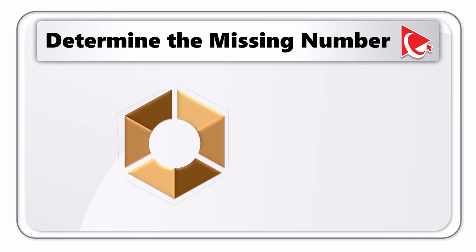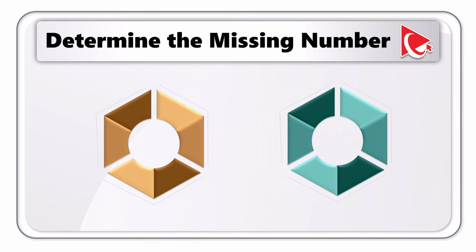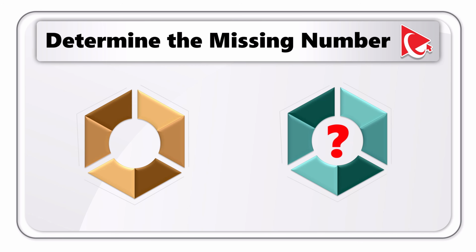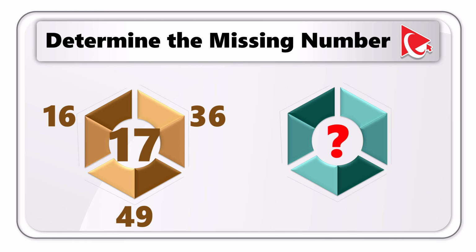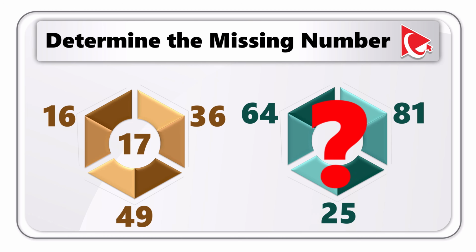You're presented with 2 unusual looking shapes. They're hexagons, and one hexagon has the missing number. What's interesting about these shapes is that both hexagons have numbers on the outside and numbers on the inside. For the first hexagon, the numbers on the outside are 16, 36, and 49, and the inside number is 17. For the second hexagon, the outside numbers are 64, 81, and 25, and the middle number is missing.